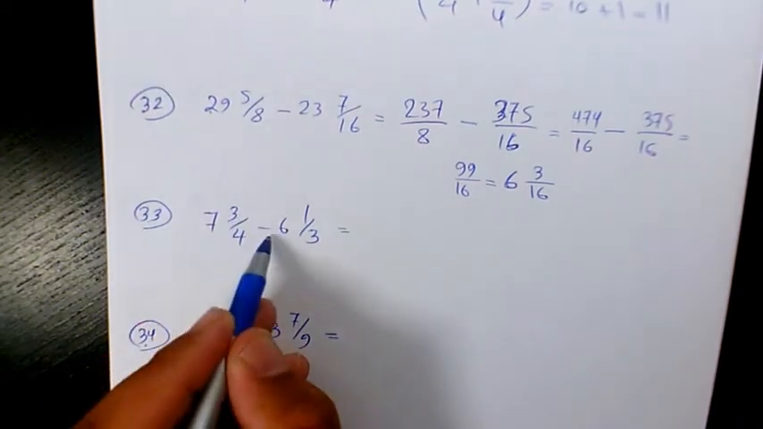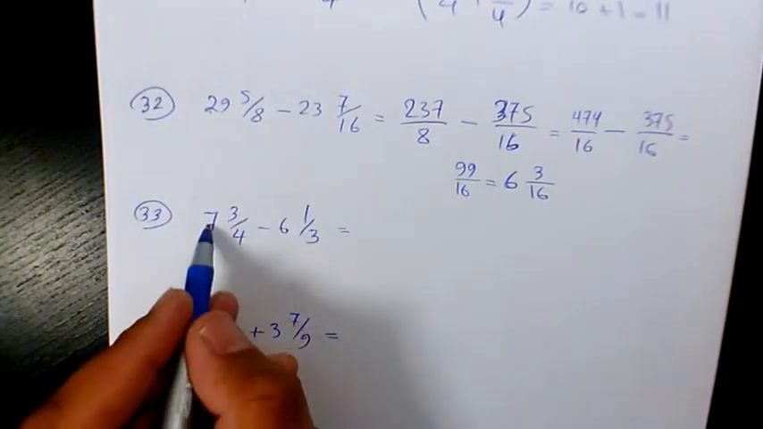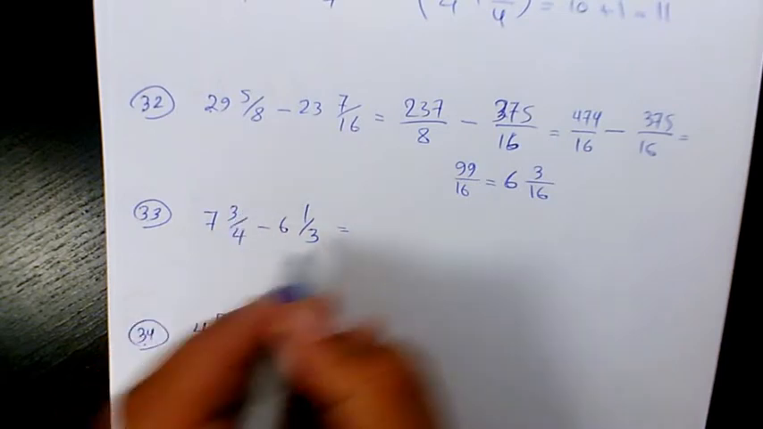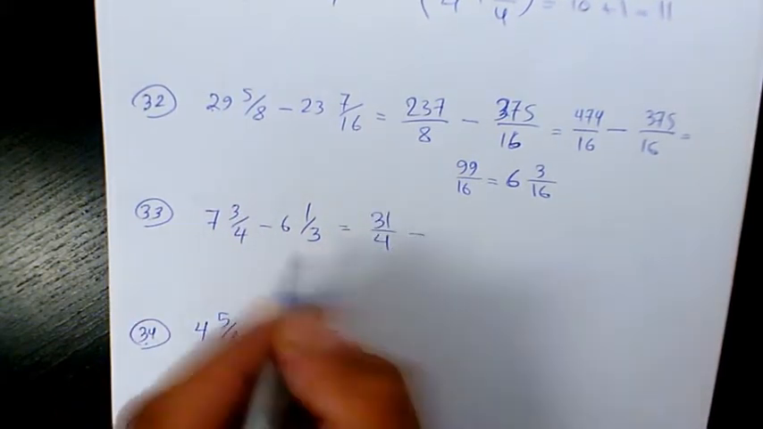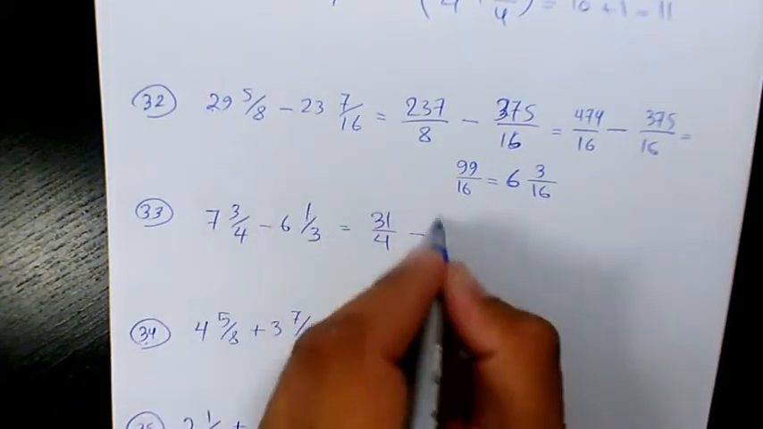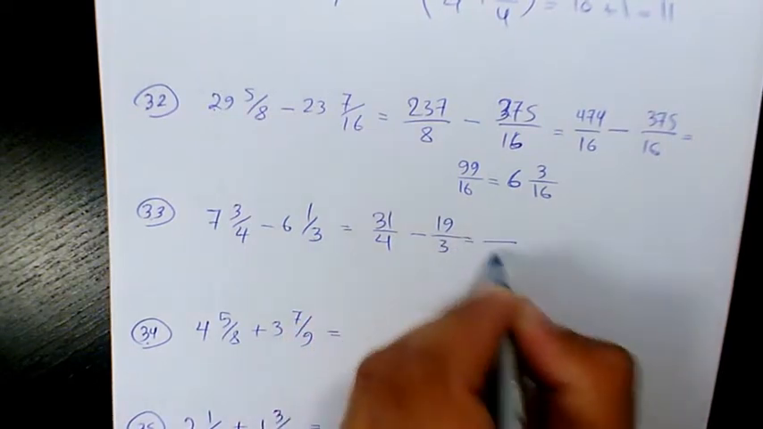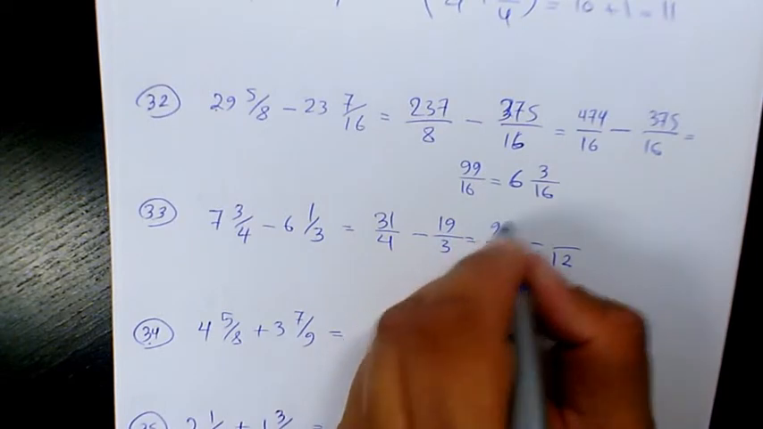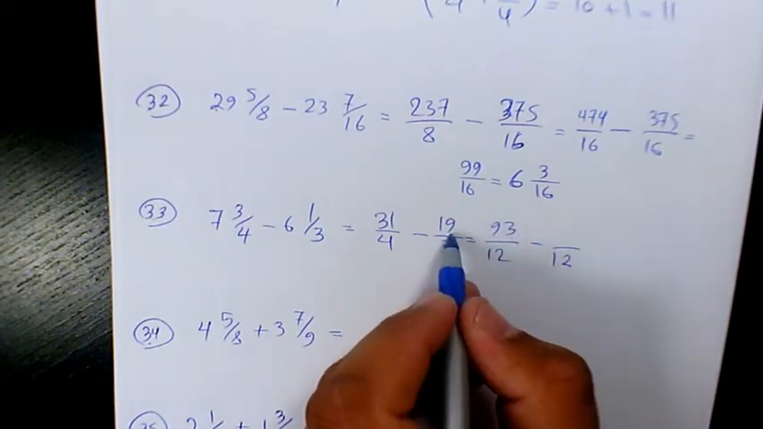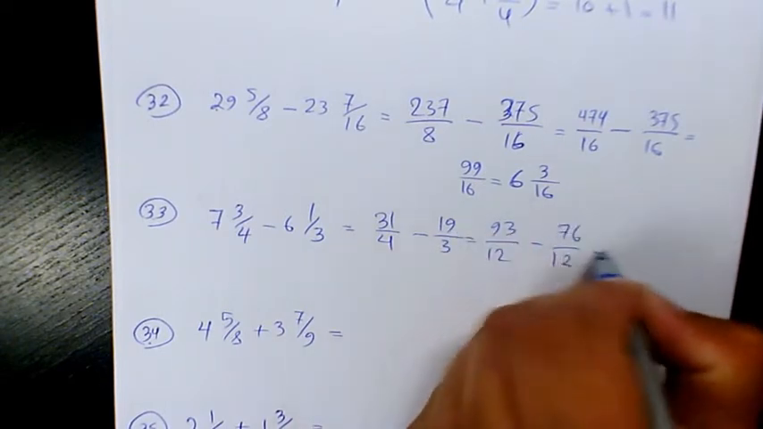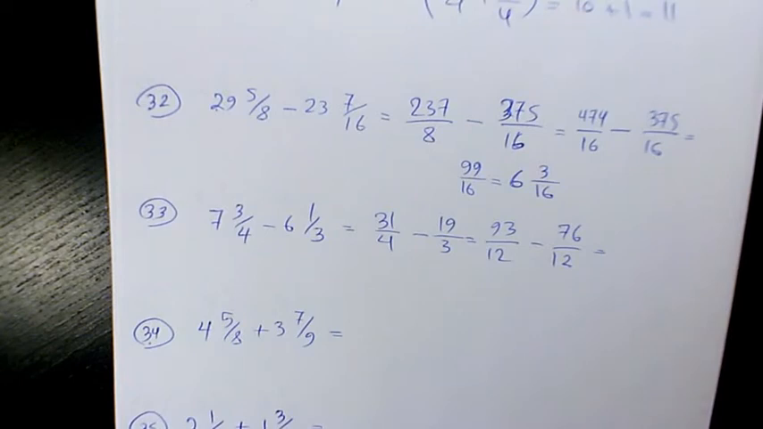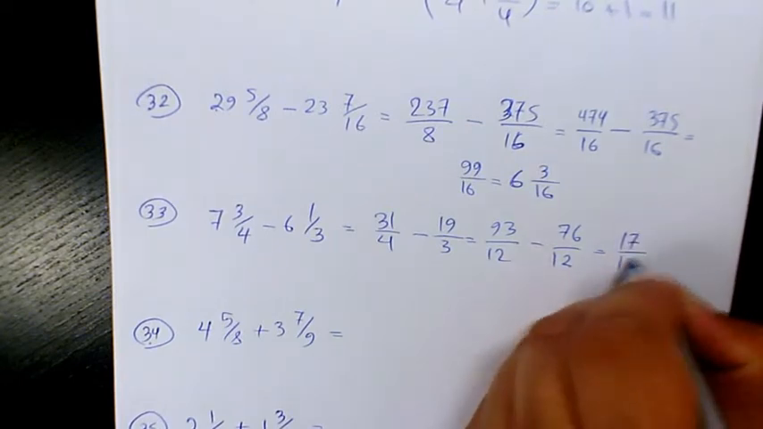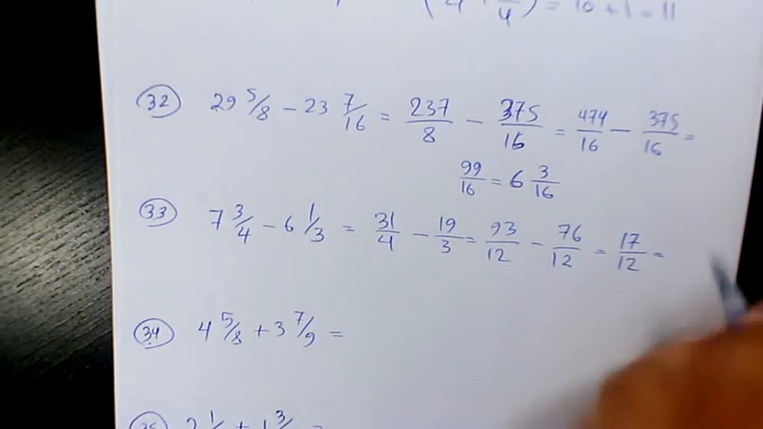7 3/4 minus 6 1/3. 7 times 4 is 28, plus 3 is going to be 31 over 4. 6 times 3 is 18, plus 1, 19 over 3. We get 12. 31 times 3 is going to be 93. 19 times 4 is going to be 76. 93 minus 76 is going to be 17 over 12. 17 over 12, we take 1 out, is going to be 1 5/12.